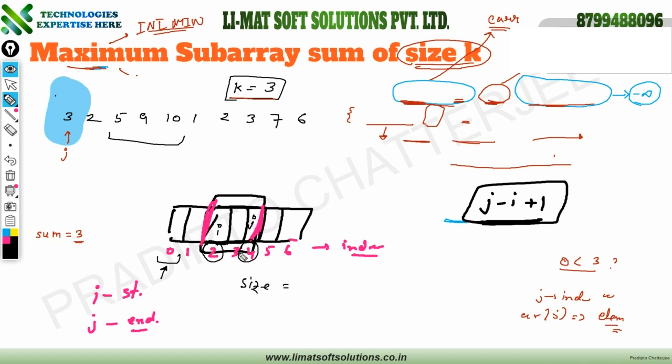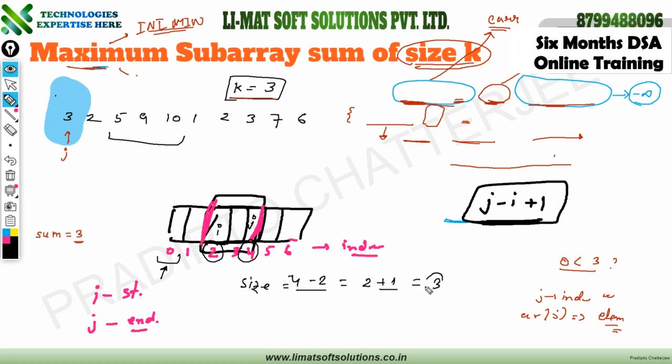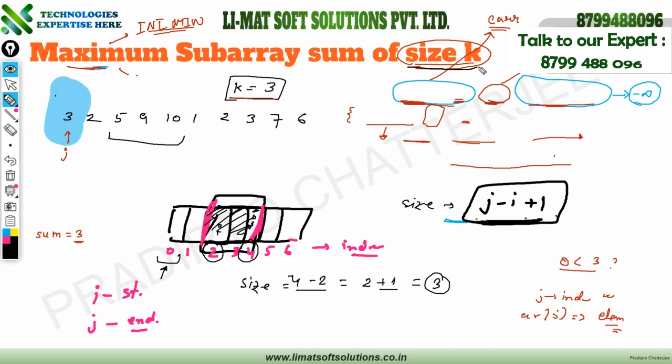The size will be 4 minus 2, which equals 2, plus 1, because we are following zero-based indexing. So you can see the size is 3, and it is actually matching 1, 2 and 3. That's why whenever you want to get the size, it is basically j minus i plus 1, and also the size will be given in our question.